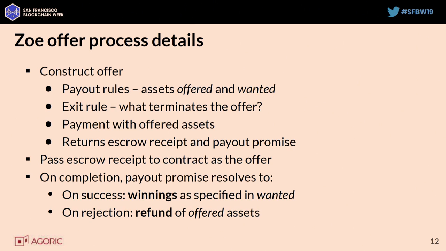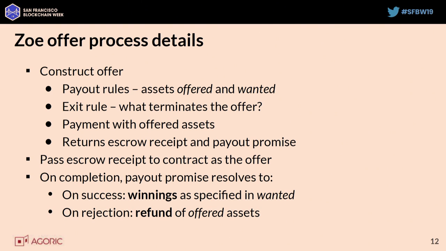So I provide what I'm offering, what I want, and under what circumstances this offer will terminate: the exit rule, like on-demand or at a deadline. And then I have to actually provide a payment that matches the assets I've offered. I can't just say, oh, I've got four quatloos. The important thing to the actual contracts is not only that I say I have four quatloos on offer, but that they're actually there. The contract is assured that it can get them, even though it can't currently touch them. It'll be able to get them if it succeeds at satisfying the offer.